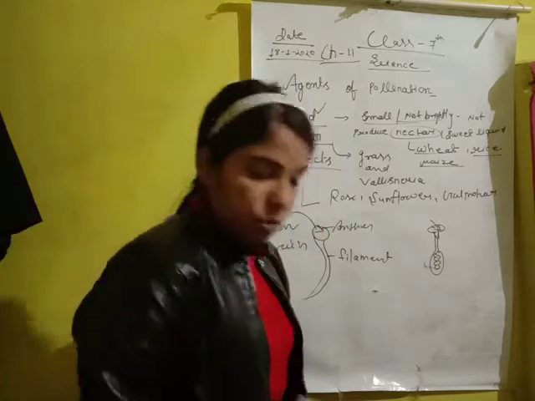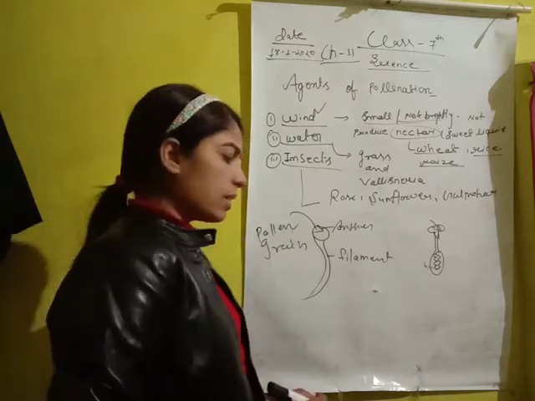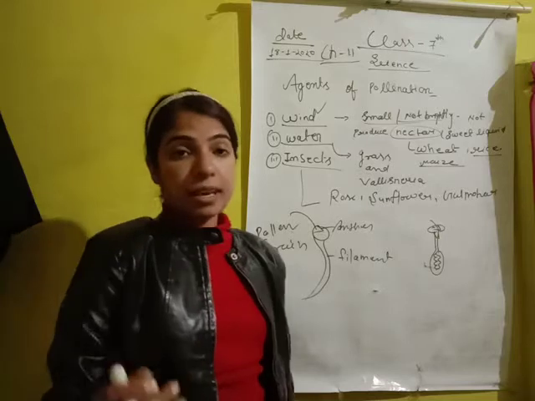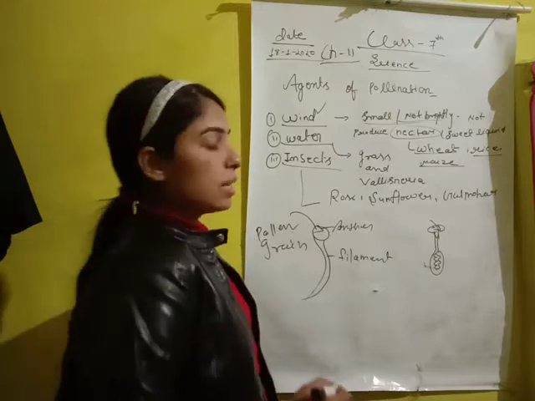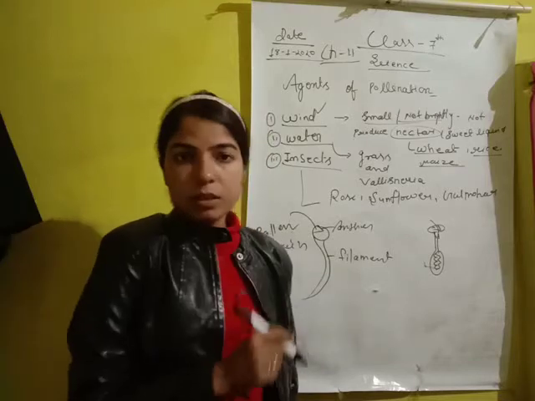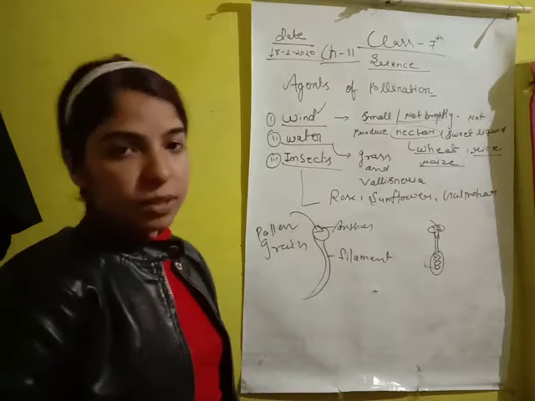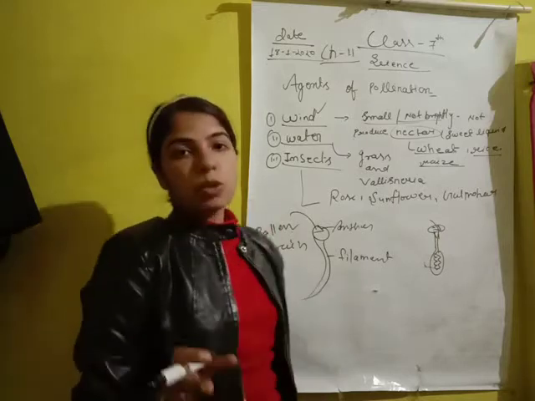Okay, so students in class 7th, as you know, I have started your chapter 11. And what is the name of chapter 11? The name of chapter 11 is Reproduction in Plants. In my last video, I told you about pollination. Today in this video, I'm going to tell you about the modes of pollination. Clear? So let me revise what pollination is.